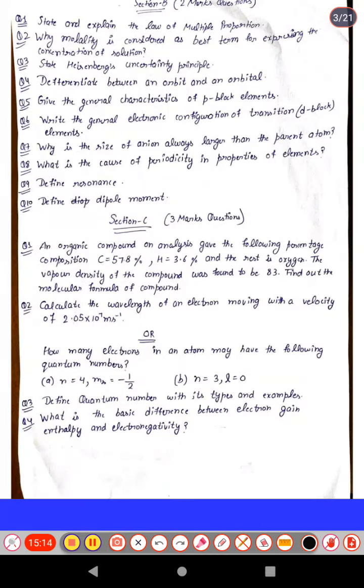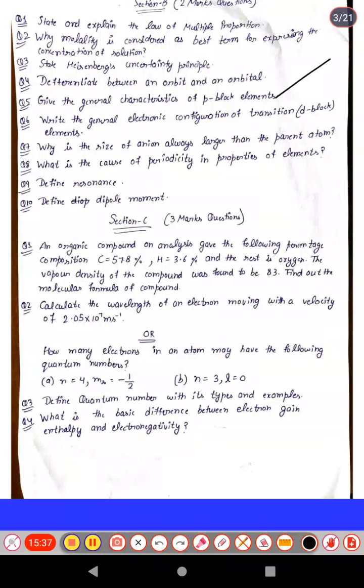First question: state and explain the law of multiple proportions. Next question: why is molality considered the best term for expressing the concentration of a solution? Next: state the Heisenberg uncertainty principle. Next: differentiate between an orbit and an orbital. And next: give the general characteristics of p-block elements.